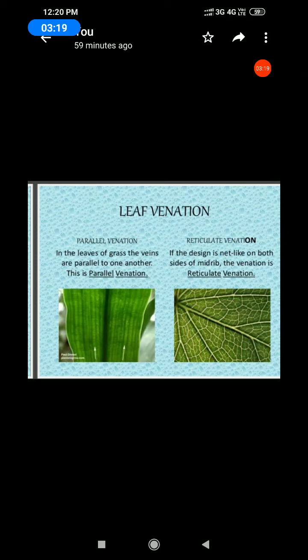All of you see the video diagram. If the design is net-like on both sides of the midrib, the venation is reticulate venation. See your book, page number 55. There are two types of leaf venation, parallel venation and reticulate venation.